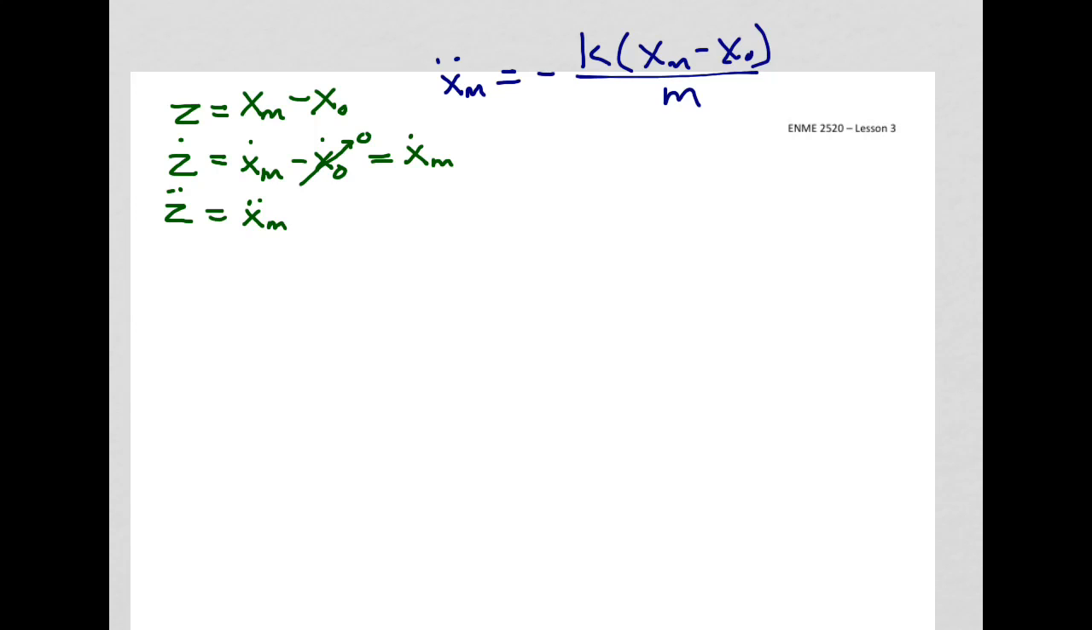So that's our first substitution. Our second substitution is to take this k over m and make a substitution there. We're going to say omega naught is equal to the square root of k divided by m. This is called the natural frequency.